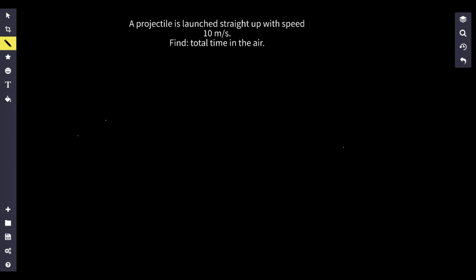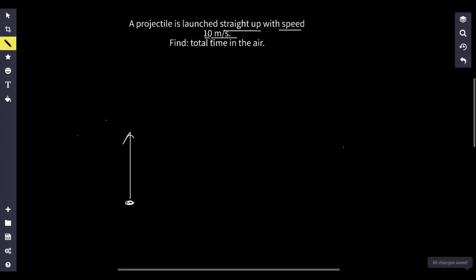A projectile is launched up with speed 10 meters per second. So this is pretty much the velocity that they're giving us. Because if we have a projectile here, and it's being launched up, you're given the direction, which is straight up, and we know the magnitude, which is 10 meters per second. So this is essentially our initial velocity, 10 meters per second.